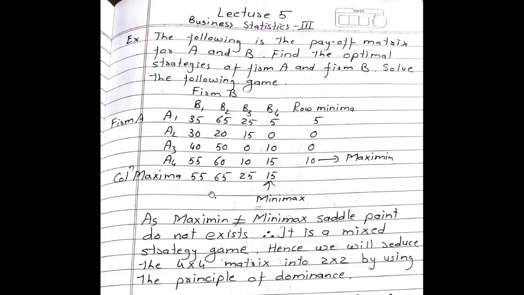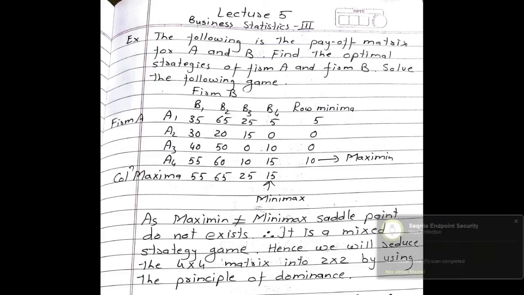See the first example. The following is the payoff matrix for A and B. Find the optimal strategies of firm A and firm B. Solve the following game. Now for firm A, there are four strategies: A1, A2, A3, A4. For firm B, there are four strategies: B1, B2, B3, B4. And the payoff matrix is given to us.